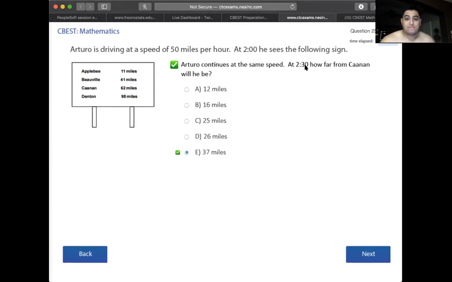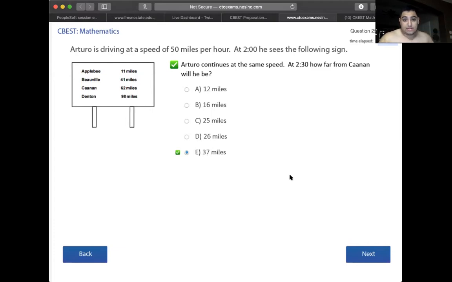Okay? Now, say they ask, oh, what about 3 o'clock now? Now you're going to subtract that 25 from 37, which is going to be 12 miles now that he has till Cannon. Or you can get that full hour, 50, 62 minus 50. It's going to be 12. But originally, if it's a half hour, half this 50, and then subtract it from what the city it's asking. So Cannon, 62 minus 25, which is going to be 37.